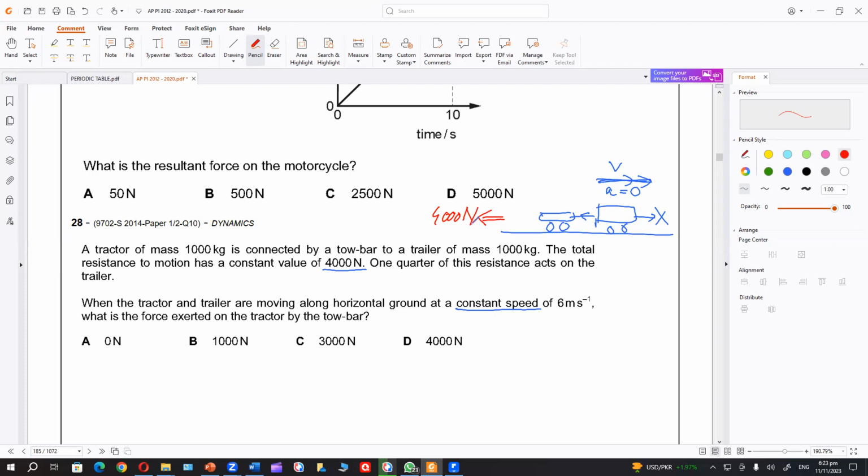Both are 1000 kg. This is quarter. So it will be experiencing 3000 Newton backward force. I have drawn the diagram as mentioned.